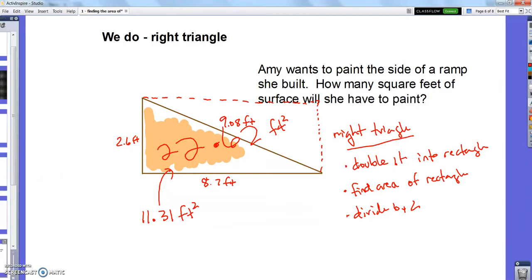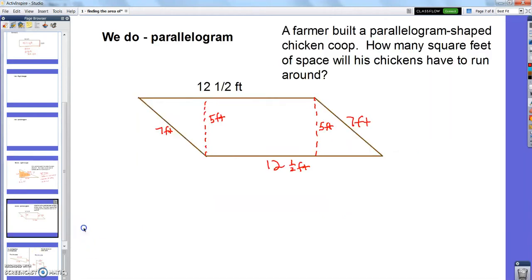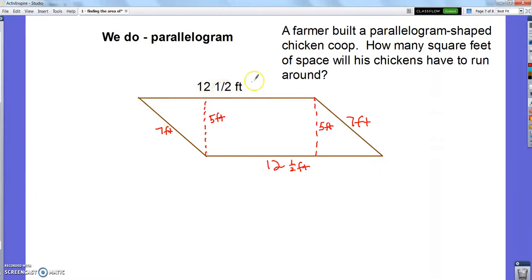Let's also do together a parallelogram. So here we go. A lot of area problems involve chicken coops. I don't know why. So imagine this is like a big 12.5 feet by 7 feet chicken coop, and the chickens are just going to run around in here. How much space will the chickens have to run around in this weird shaped chicken coop? I've drawn all the measurements on here. 12.5 feet this way, 7 feet this way, and sorry, my phone's ringing. Turn that off.